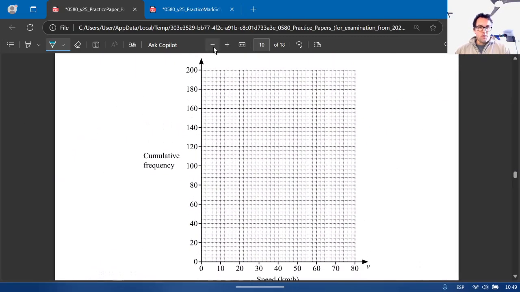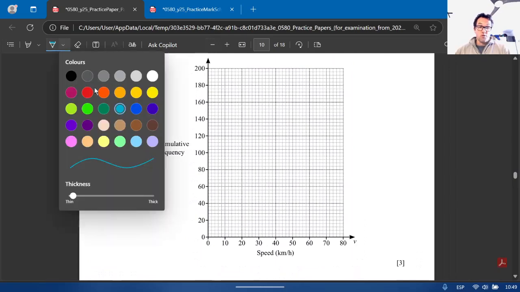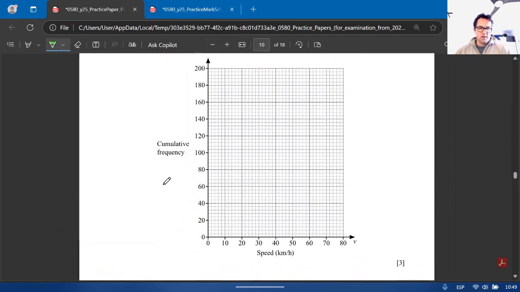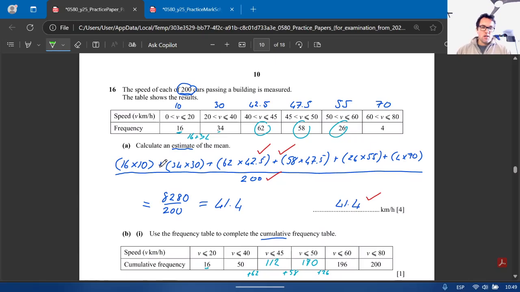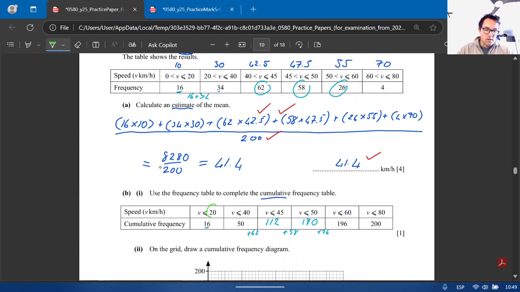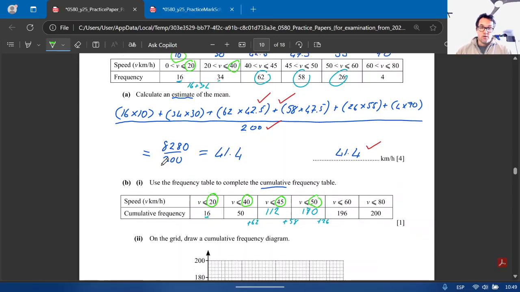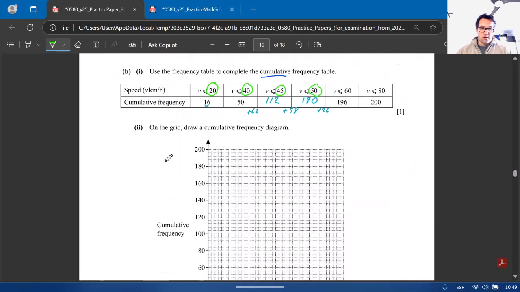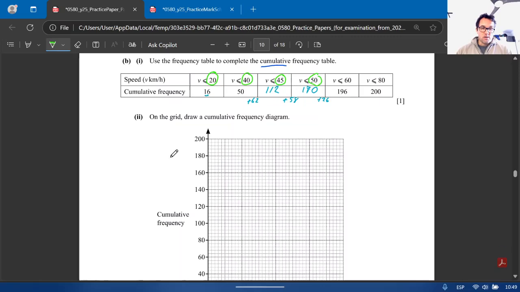Very important now, if we're going to draw this graph, use a pencil, of course, in case you make any mistakes, but you need to use the upper edge of the boundaries. Here they've shown it to us. Sometimes they don't, then you need to know, right? With calculating the mean estimate, you need the middle, but when calculating or showing the cumulative frequency, use the upper bound of the groups they are put in. Okay, so the first one here, 20 kilometers per hour or less, 16 cars.